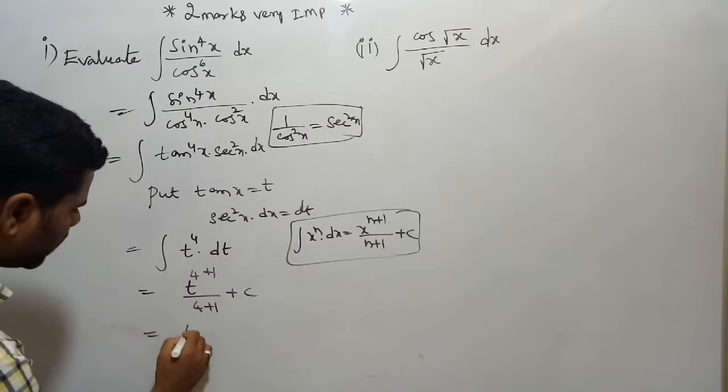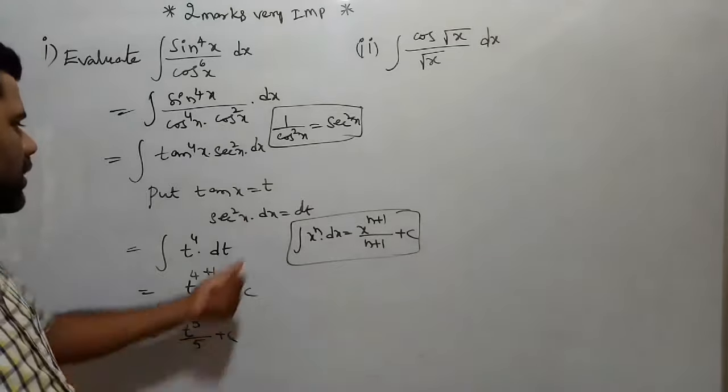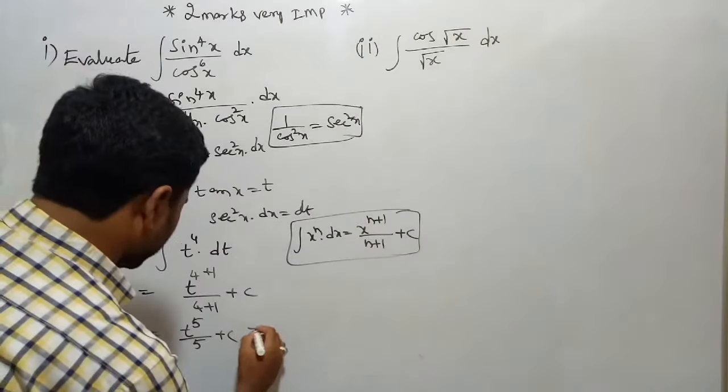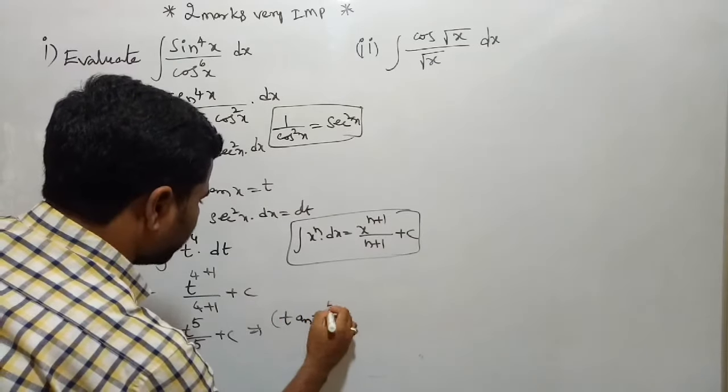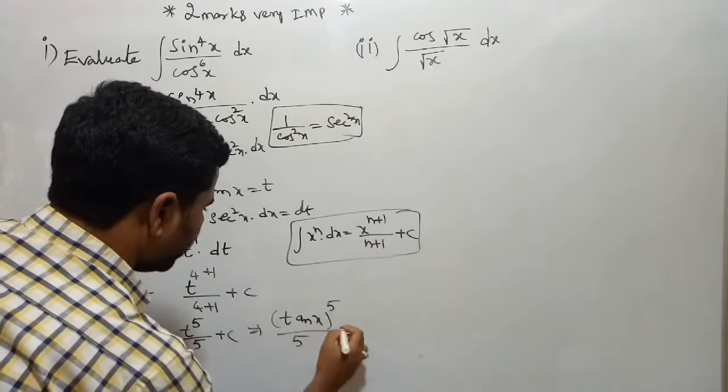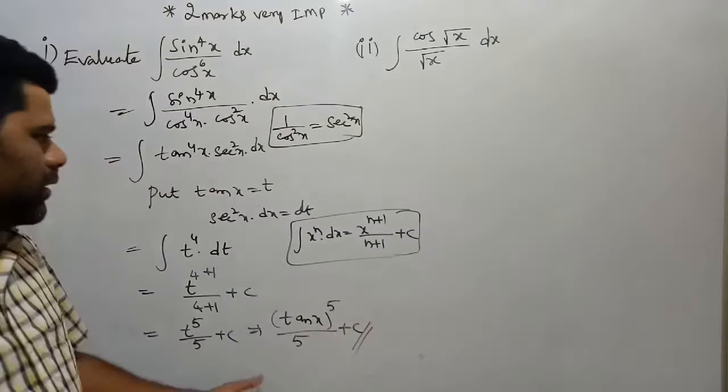So that is equal to t to the power of 5 by 5 plus c. But what is t? T is tan x. So tan x power 5 by 5 plus c is the answer.